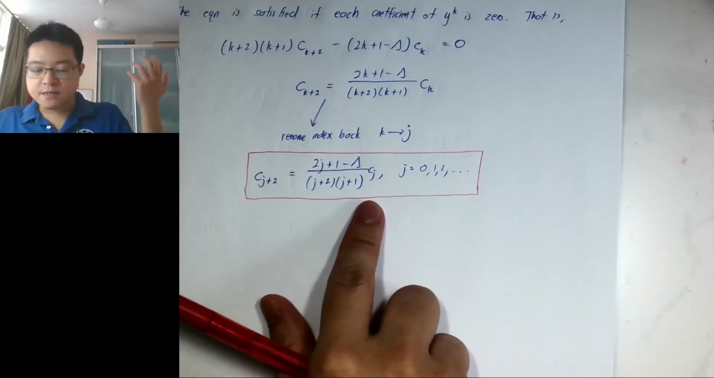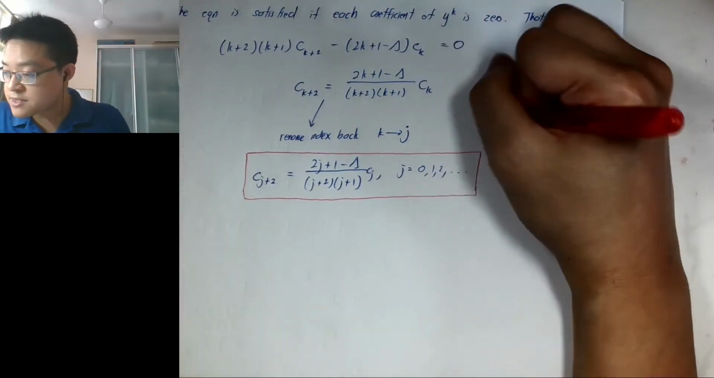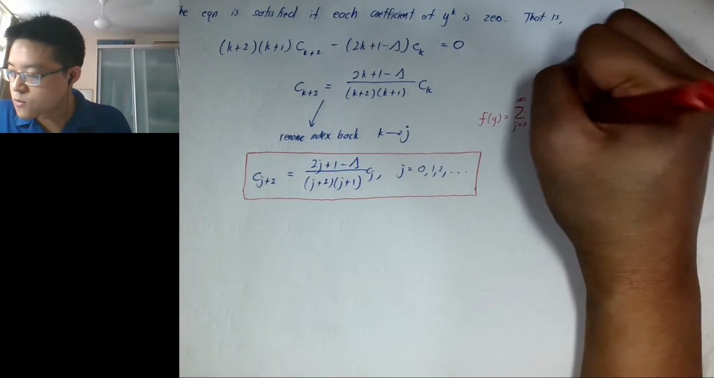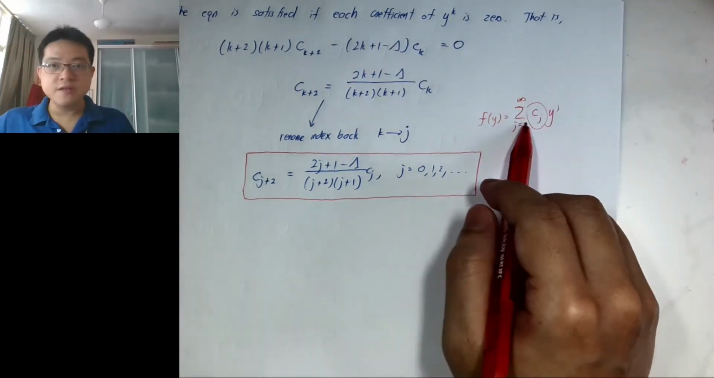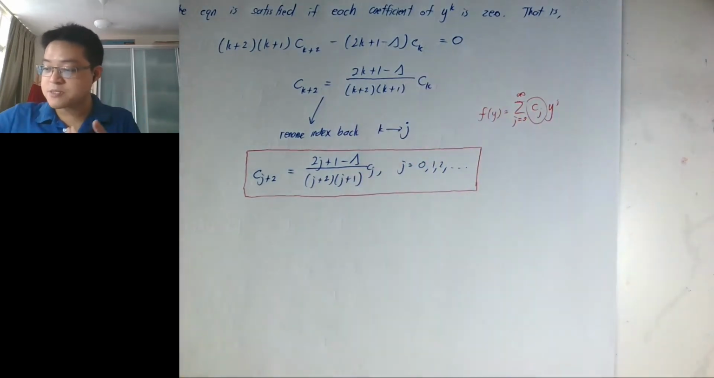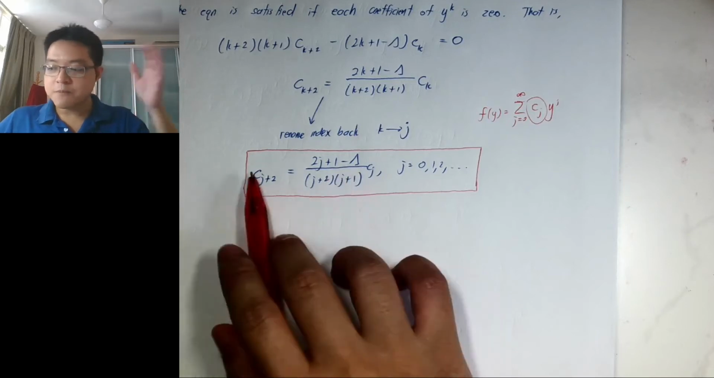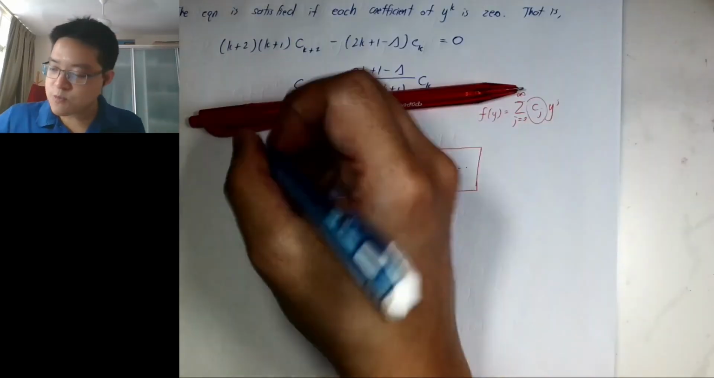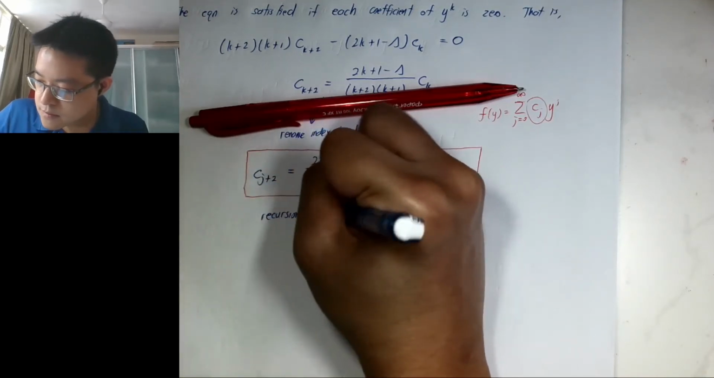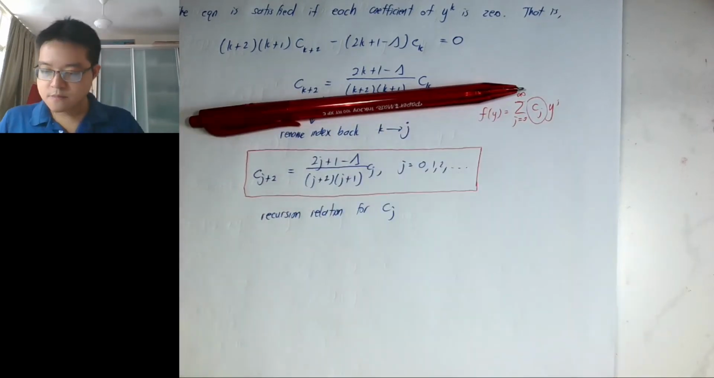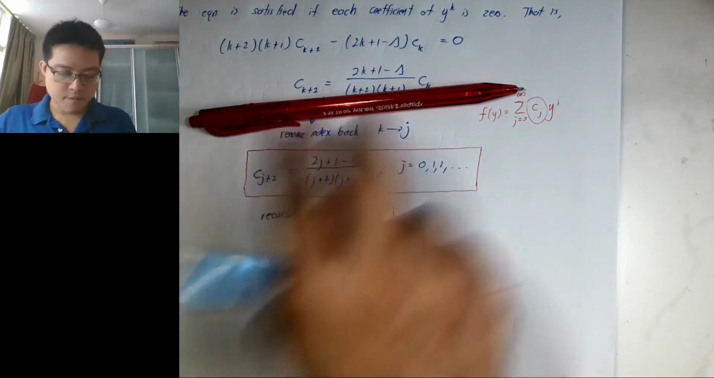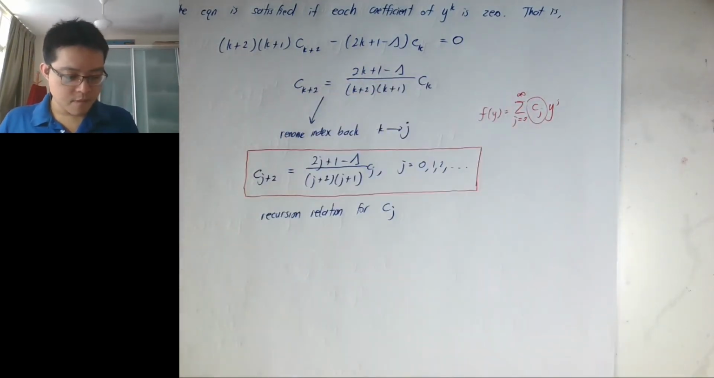Remember what the c_j are about? The c_j are the coefficients in my power series, right? So this is summing from 0 to infinity c_j y^j. So we have found a relation for the c_j. Well, we don't know how to determine the individual c. We just know how this c relates to another c. This is what we call a recursion relation. Okay.